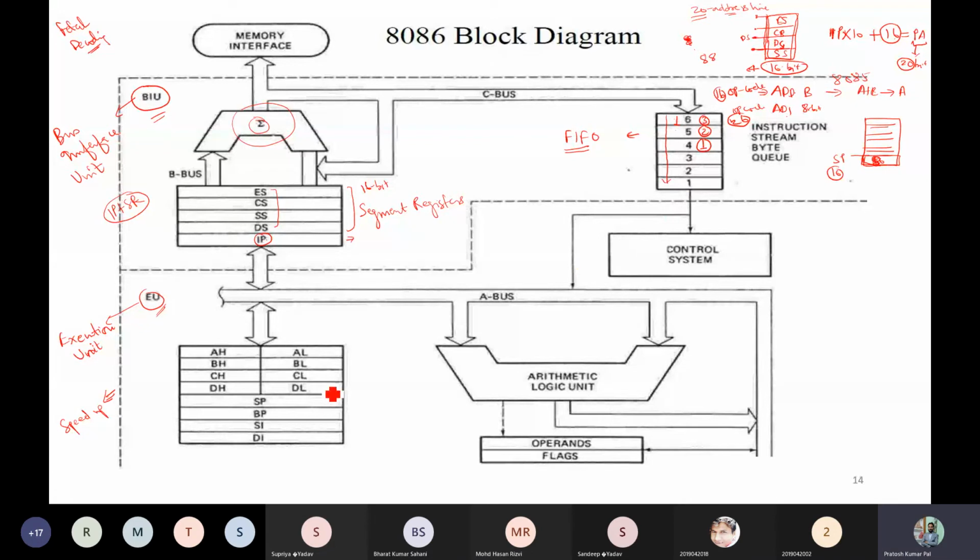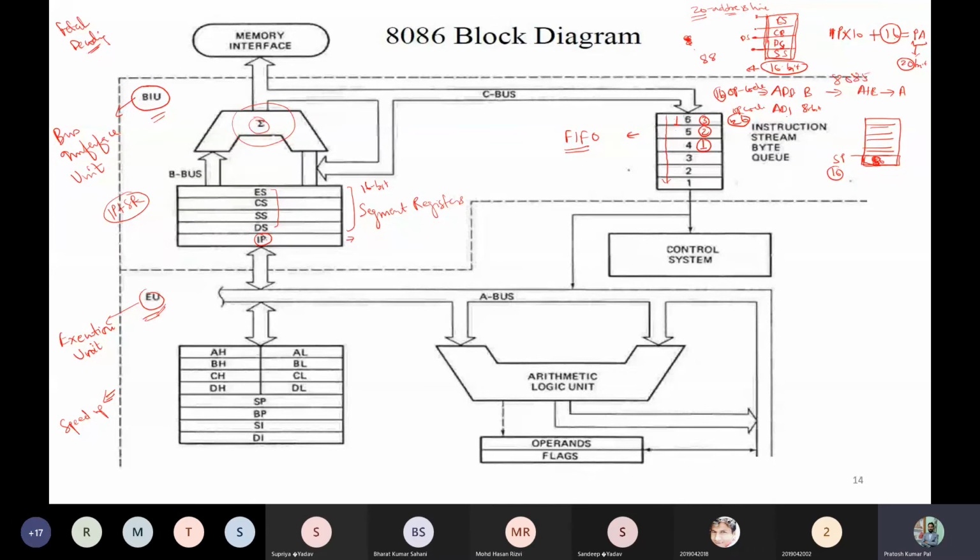While this instruction is being executed by the execution unit, at the same time the bus interface unit will be fetching the next instructions available in the program and storing them into the queue. This is the parallel processing property of 8086 basically. So these two blocks, the bus interface unit and the execution unit, will basically provide you the functionality of pipelining.